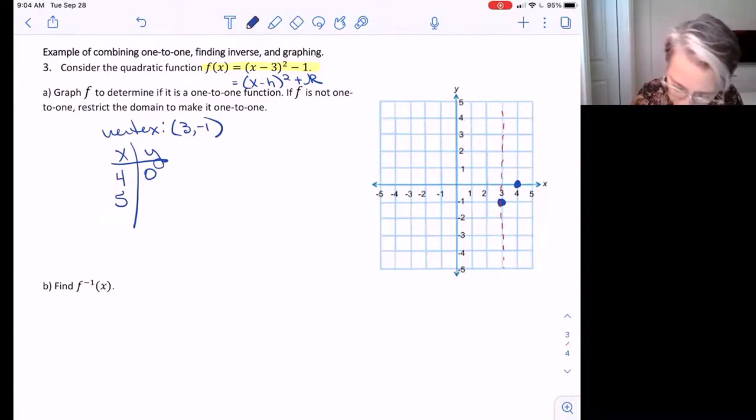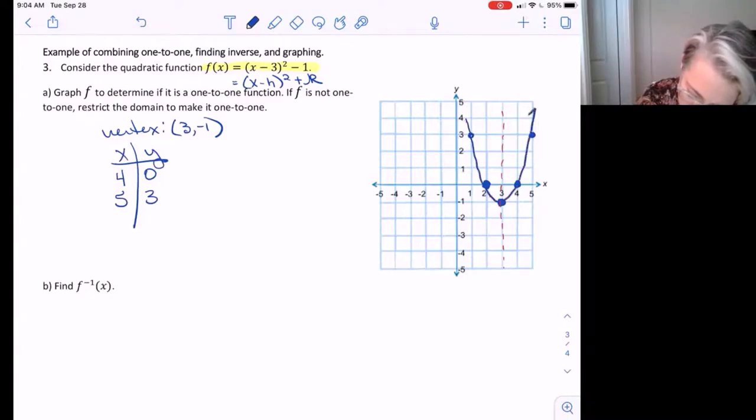then there's a mirror image just on the other side of that axis of symmetry. If we plugged in a 5 into the function up above, that would give us a 2 squared, which is 4. 4 minus 1 would give us a 3. So we have the point (5, 3), and another point across here on the mirror image. So this is what the graph would look like.